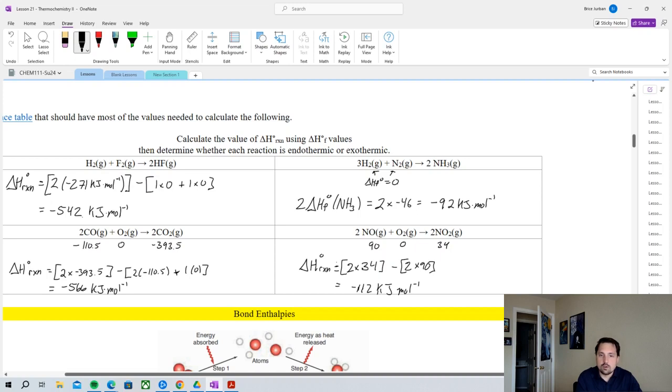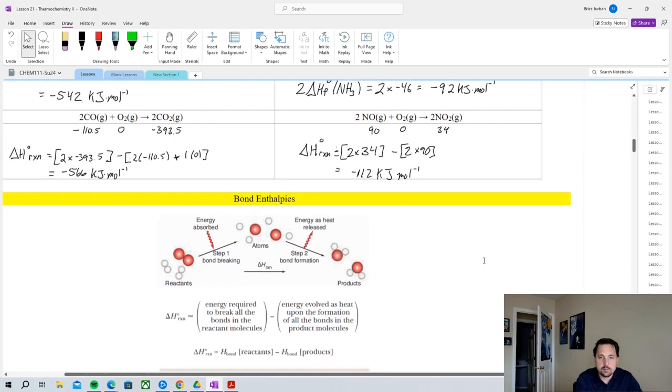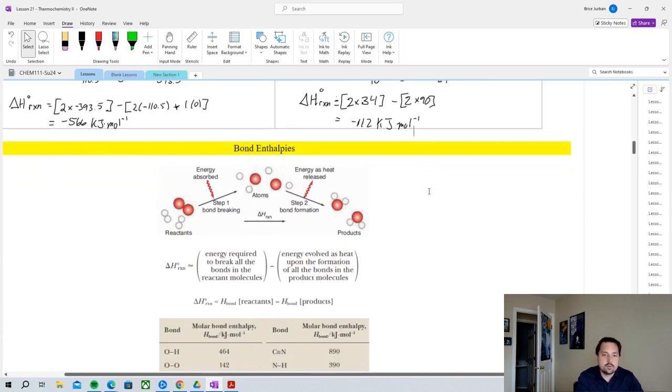Okay, so overall, these two reactions on the bottom are also exothermic. So they release a lot of energy when they form. That means that these products here are more stable than these reactants by themselves. But it still might be difficult for these reactions to occur. So that's, again, something you'll learn more about in Chem 112.